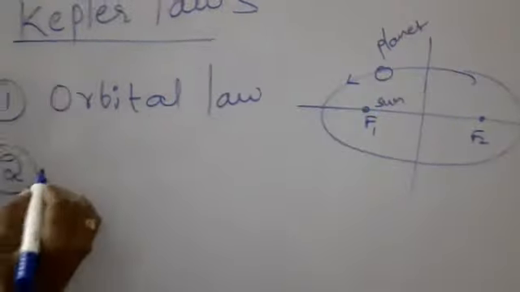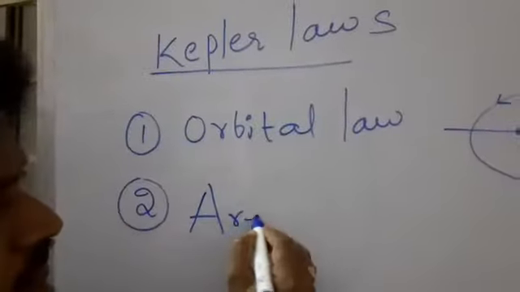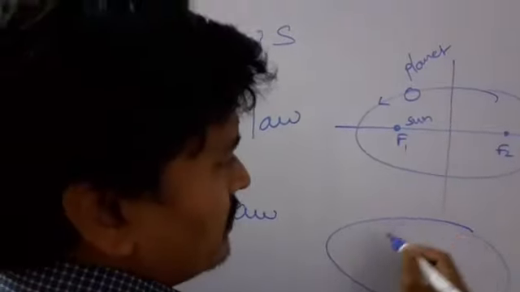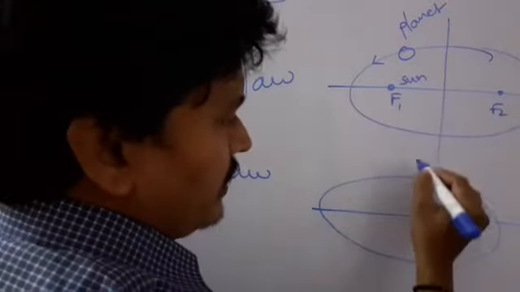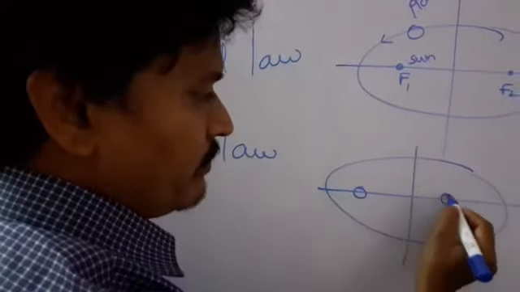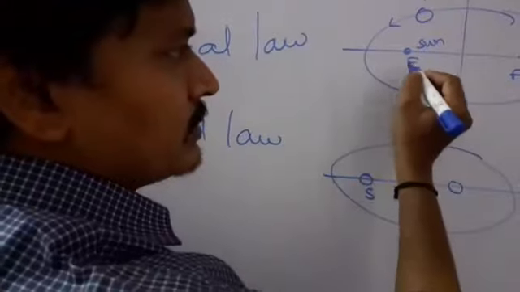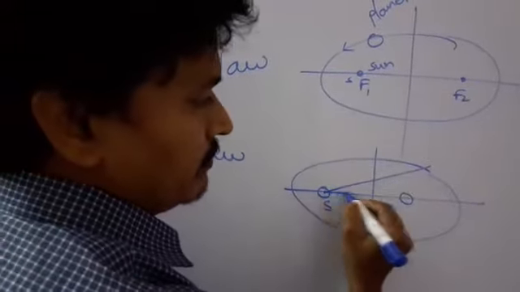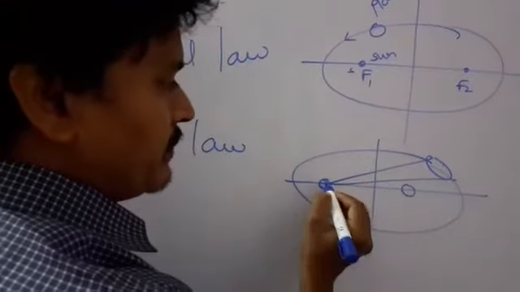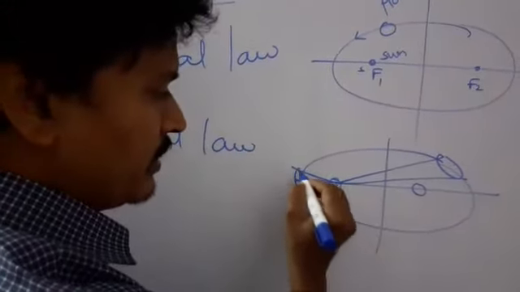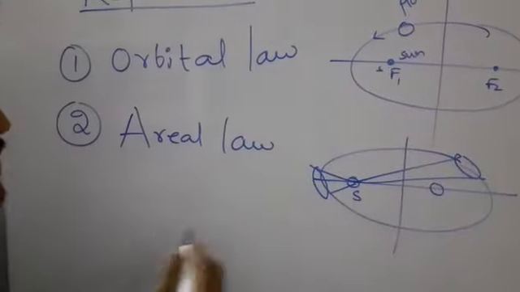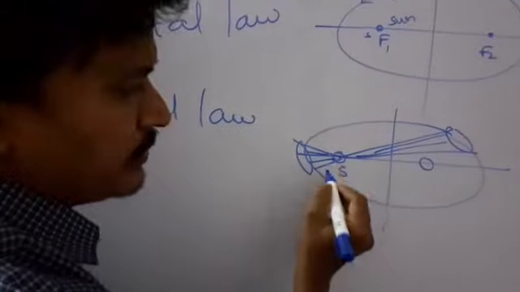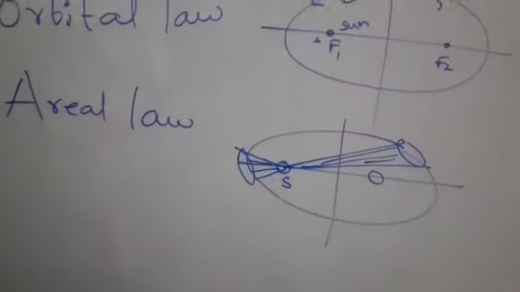Next, the second law, the areal law. The sun sweeps equal areas in equal intervals of time. The sweeping area at this point and the sweeping area at this point are the same. The swept area at this position is the same.